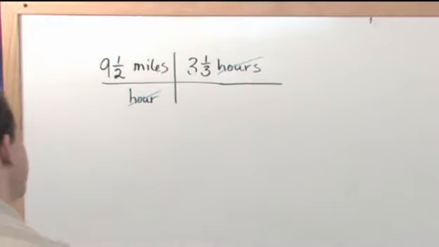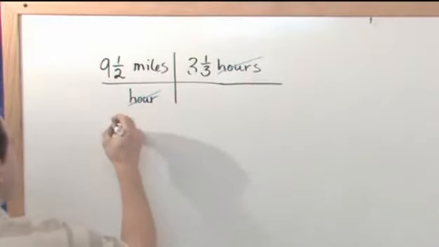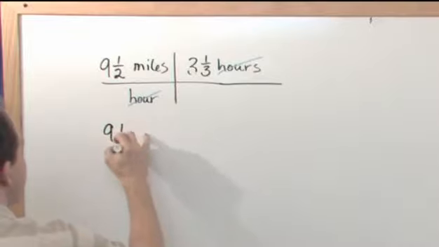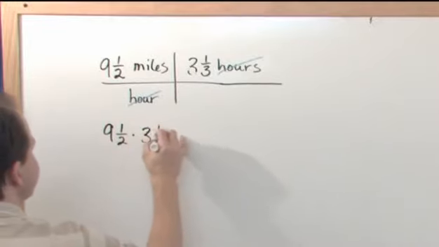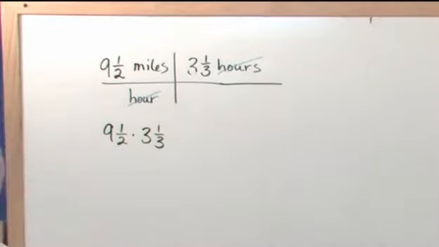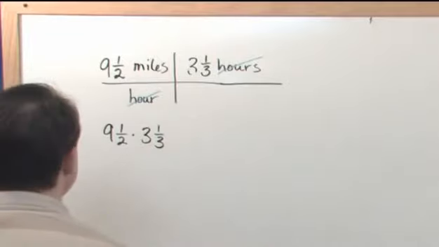So all I'm showing you is that you can use the units to make sure and understand that multiplying is the right thing to do here. 9 1/2 times 3 1/3. That is the right thing to do. And I'm just showing you that the units tell you that. Okay? First thing we need to do is convert these to improper fractions.